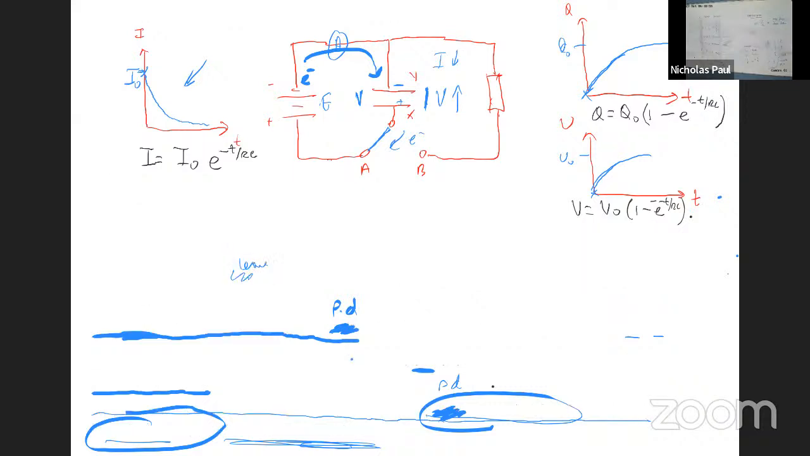Let's see if we can see it a little better here. Just remember, t is time, R is resistance, and C is capacitance. Later on, we will learn about RC, which is the time constant.